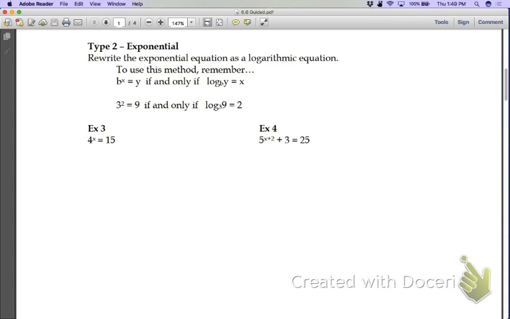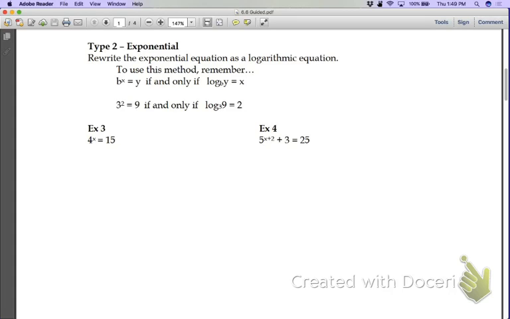Now, whenever they're different, your second type is you're still solving, that doesn't change. It's when you have two sides of your equation where you may have one variable, like in example 3, where you have 4 to the x power is equal to 15. Okay? You can't get 4 and 15 to have the same base.